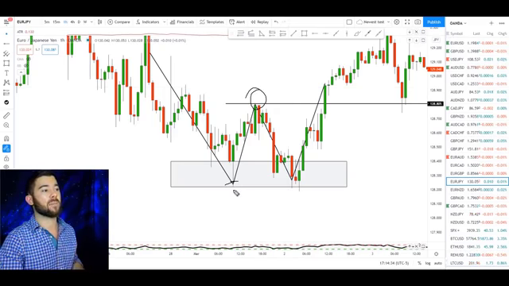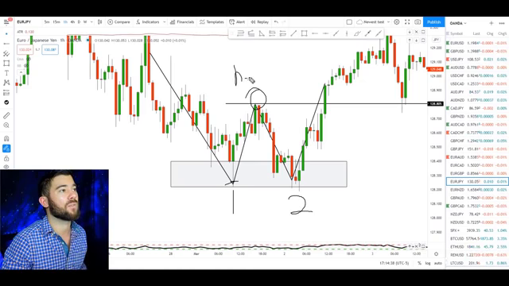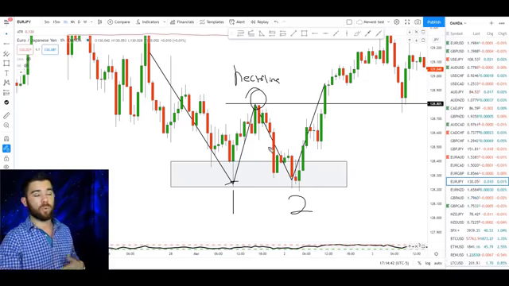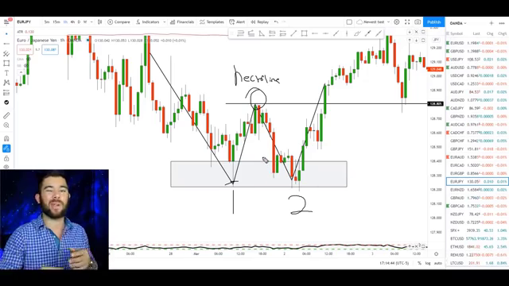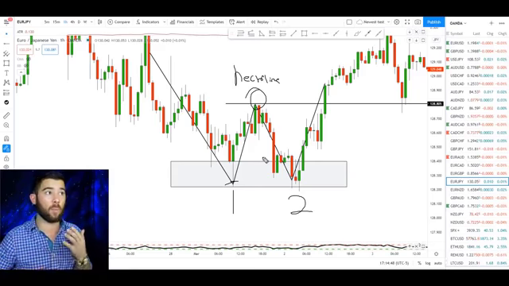So this is bottom number 1 of a double bottom, bottom number 2 of a double bottom. This is referred to as the neckline, and that is the initial pullback from the first bottom that we need to break in order to classify this as an actual double bottom.